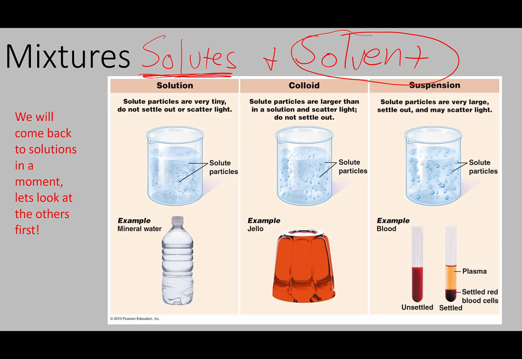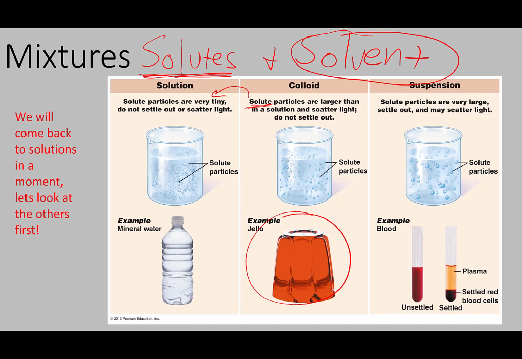So let's just say we have a cup of salt water. Well, the water is the solvent and the salt is the solute. So in a colloid, the solute particles are larger than they would be in solution. And when we shine light through, the light is scattered. An example is Jell-O down here.